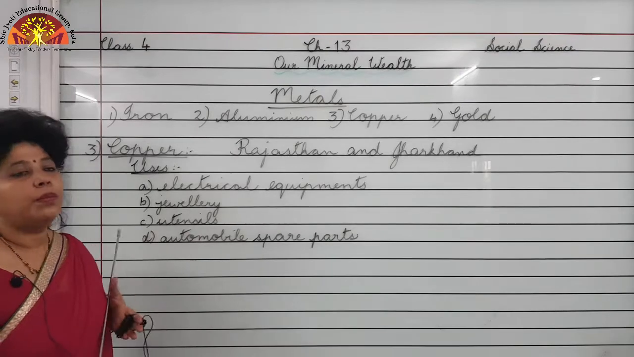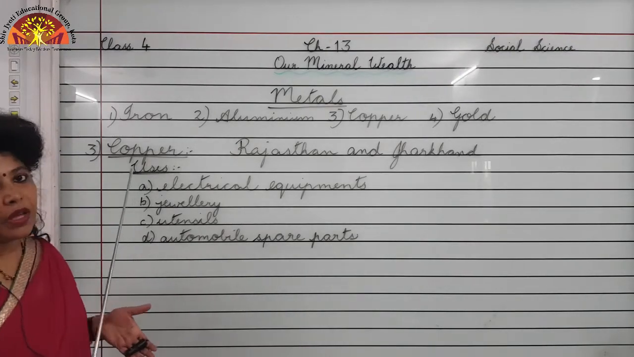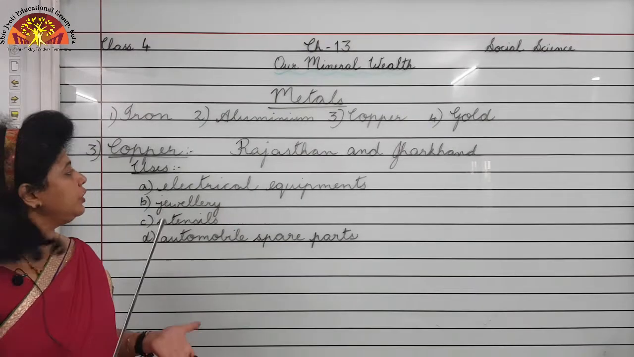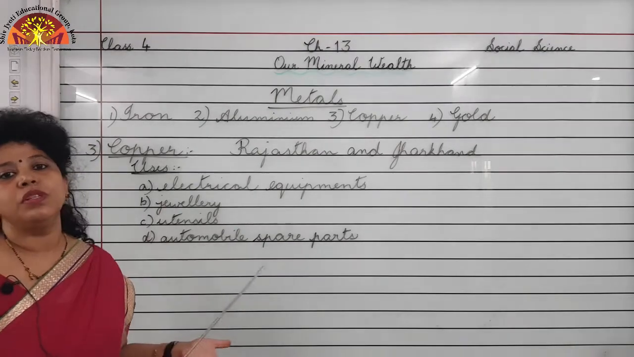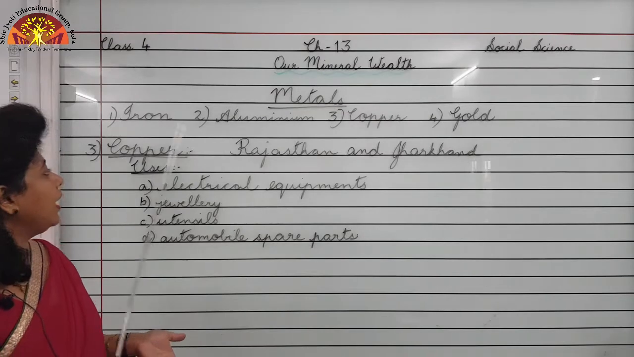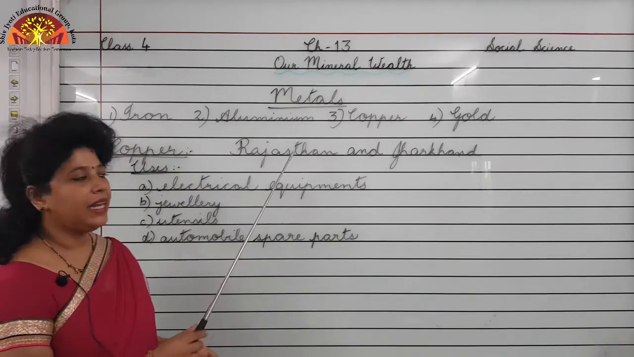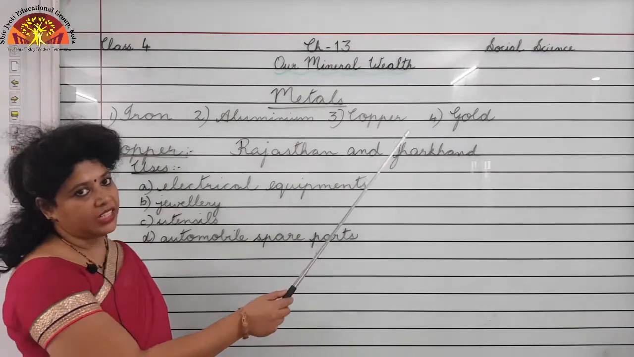Let us now talk about the third metal, copper. Copper is one of the first metals used by ancient humans to make tools and utensils. And copper ore in India is found mainly in Rajasthan and Jharkhand.